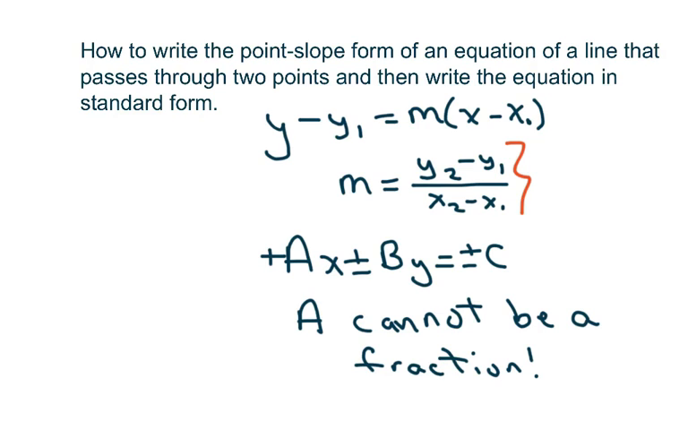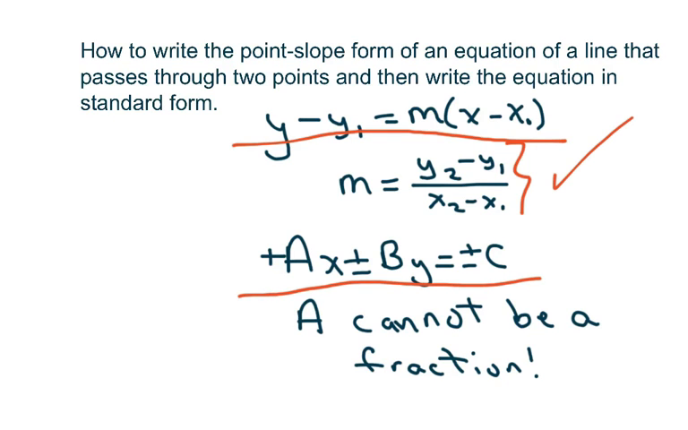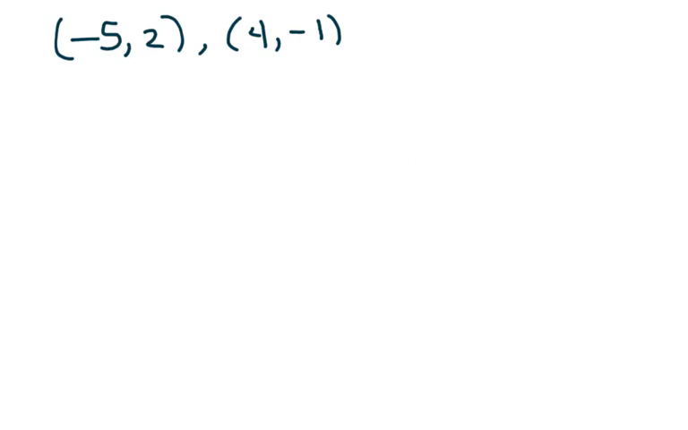So remember, this is a point-slope form here, and this is your slope formula. This is standard form. Remember, a has to be positive, and it can't be a fraction. Okay, so we're going to get started, and we have the 2 points. So we want to put it in point-slope form, so we can write any of these points. We can pick any of the points we want. You can pick this point or this point. So I'll just kind of pick the first one.